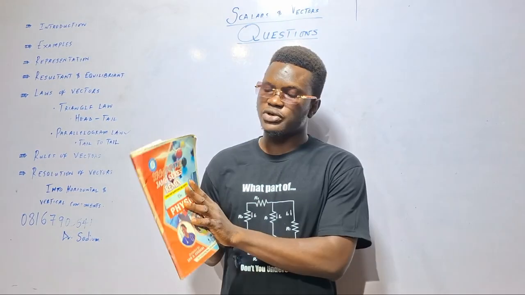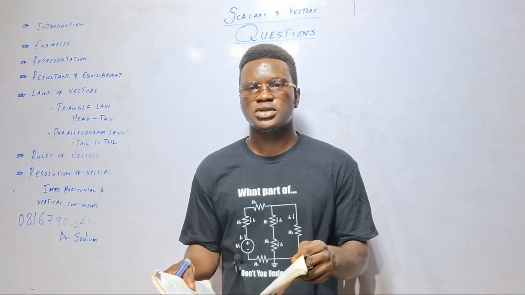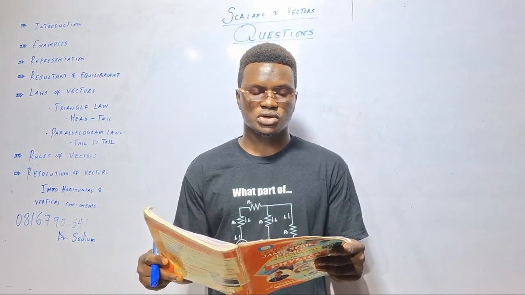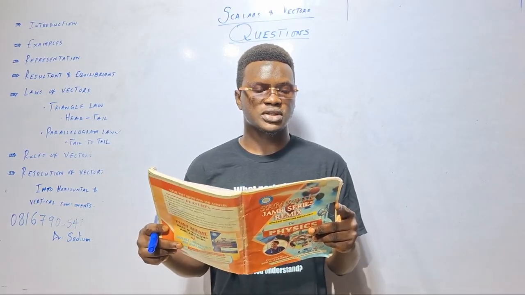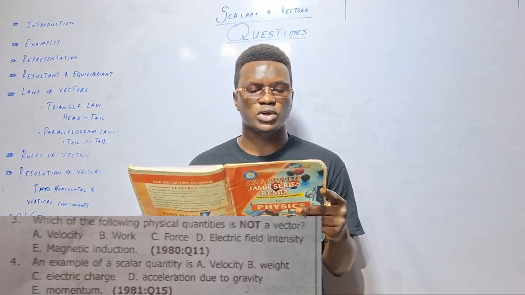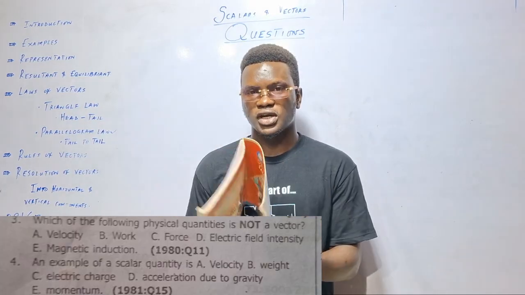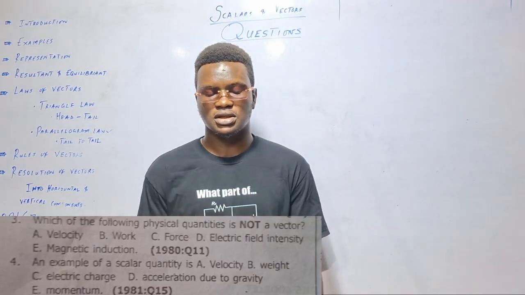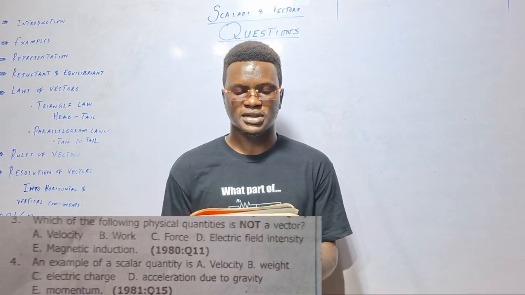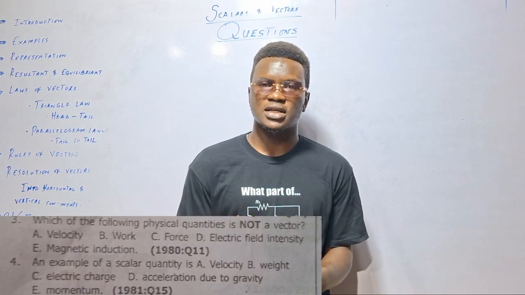So this is JAMB Remix from the JAMB past questions. So we want to solve all of the questions. I'm on page 2 now. The first question says, which of the following physical quantities is not a vector? A, velocity; B, work; C, force; D, electric field, magnetic induction.